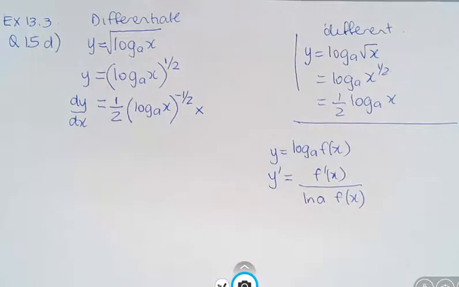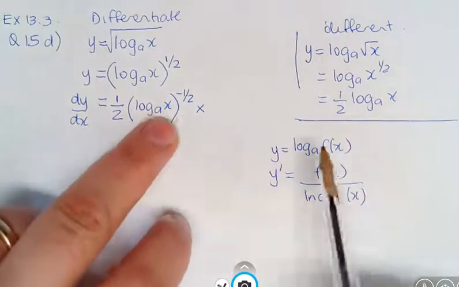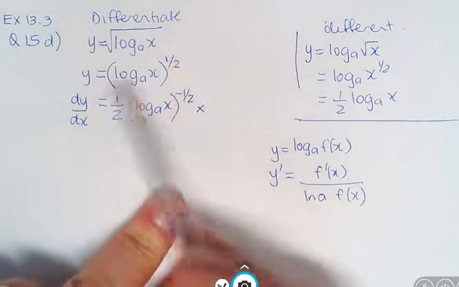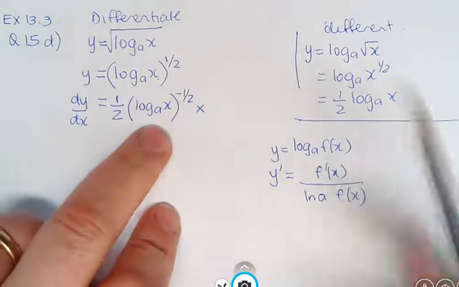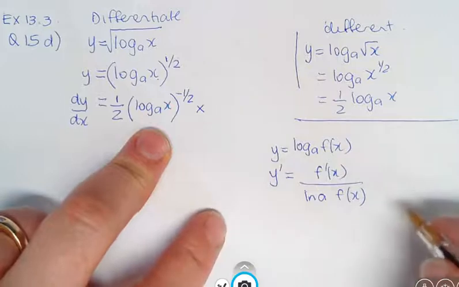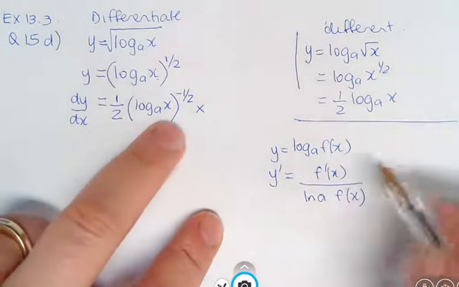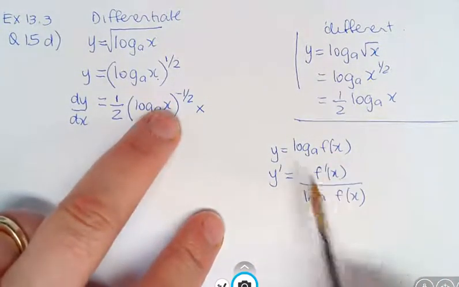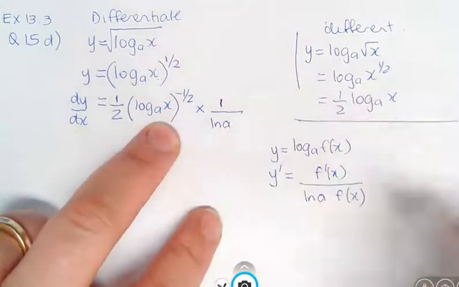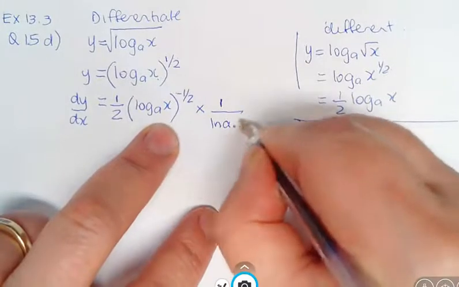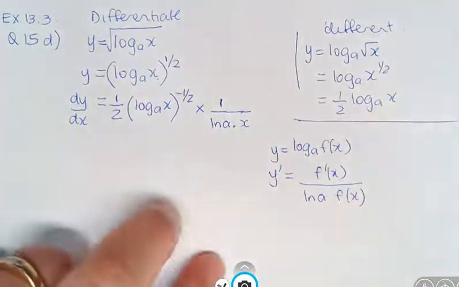So that's on your formula sheet. In this case, we put the half to the front, we've written this out, drop the power by 1, times the derivative of log to the base a of x. So the derivative will be f dashed x, so the derivative is 1 over ln a, and the function of x is x in this case.